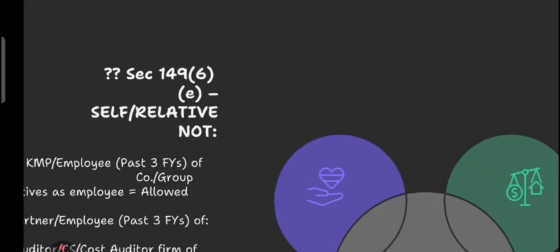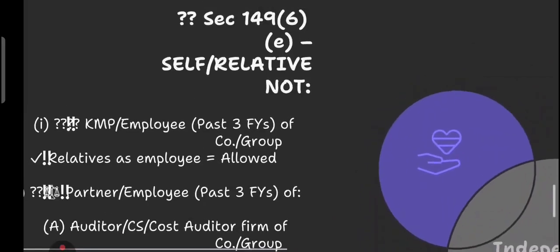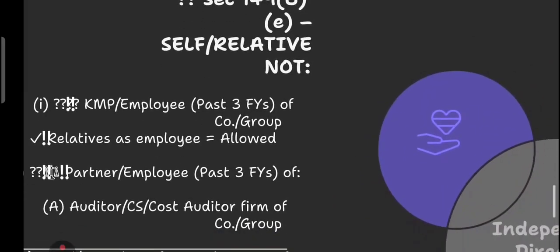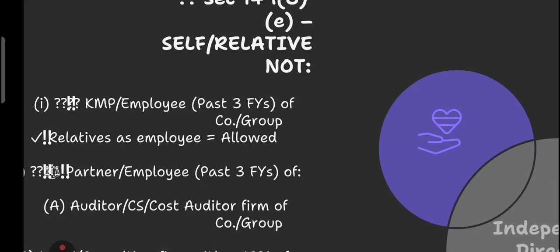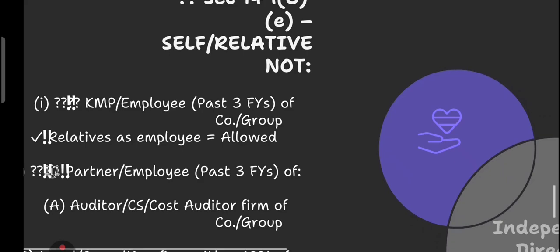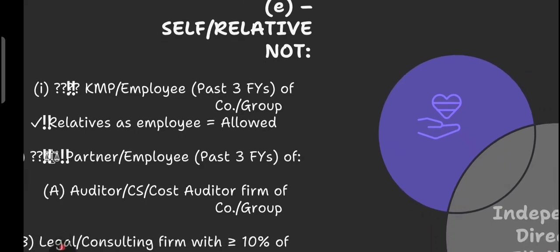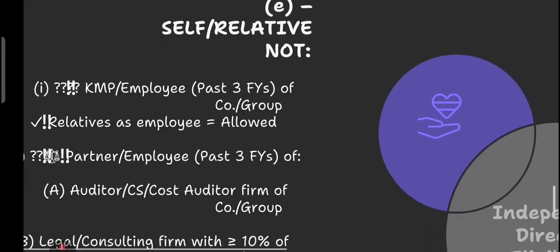First of all, let's look at section number 149(6), that is self-relative. See, what does it say? Self or relative must not be a key managerial person. That is called KMP. What is KMP? KMP means key managerial person. Self or relative must not be key managerial person or employee in the company or group in the last 3 financial years. First point. Second point, the relative working as employee is allowed but not in any other major role.